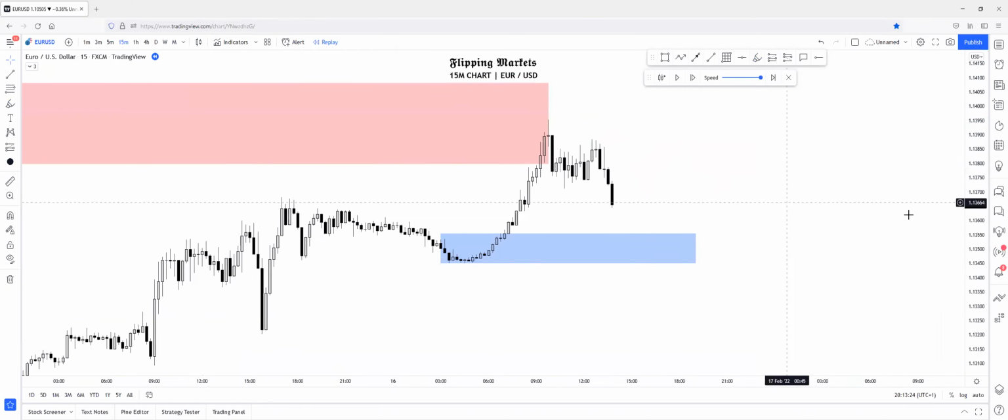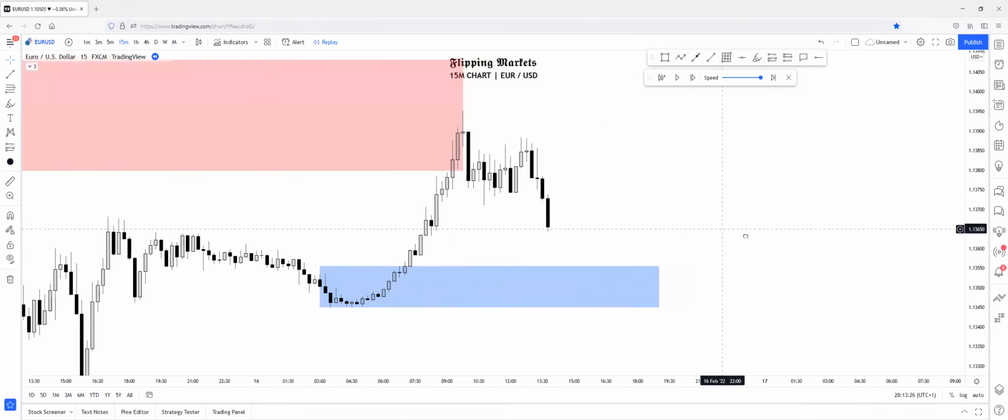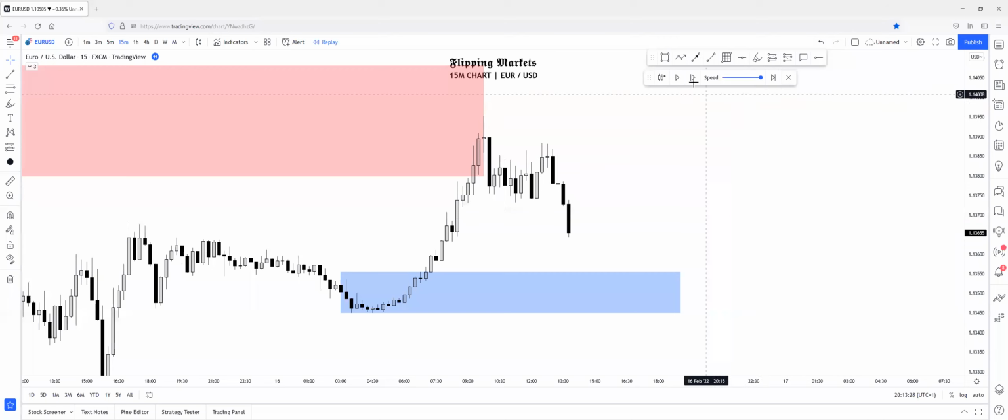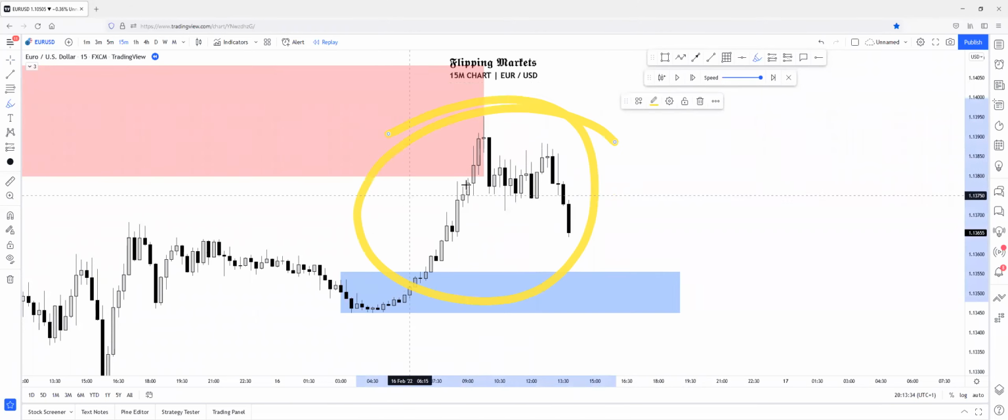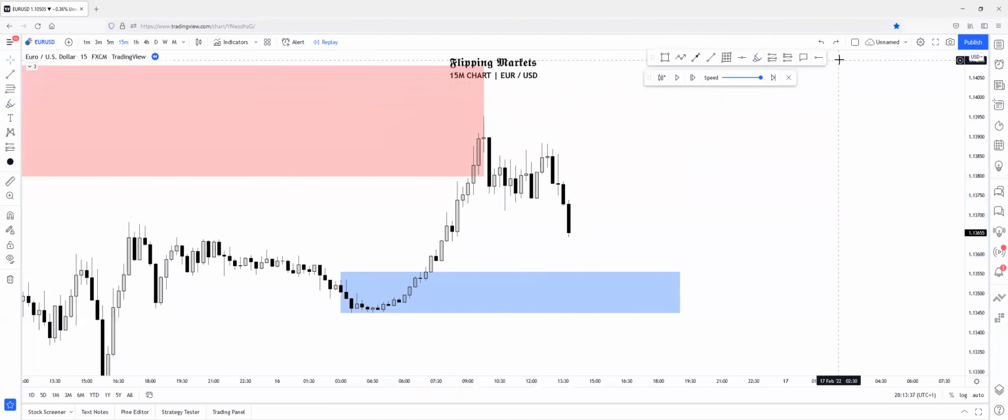Let me just zoom in and see if there was any 15-minute change of character. Actually, there was a 15-minute change of character. Can you just point it out? Where was the 15-minute change of character? Where did the 15-minute change of character happen at this region? I want you to draw on my screen and point it out.